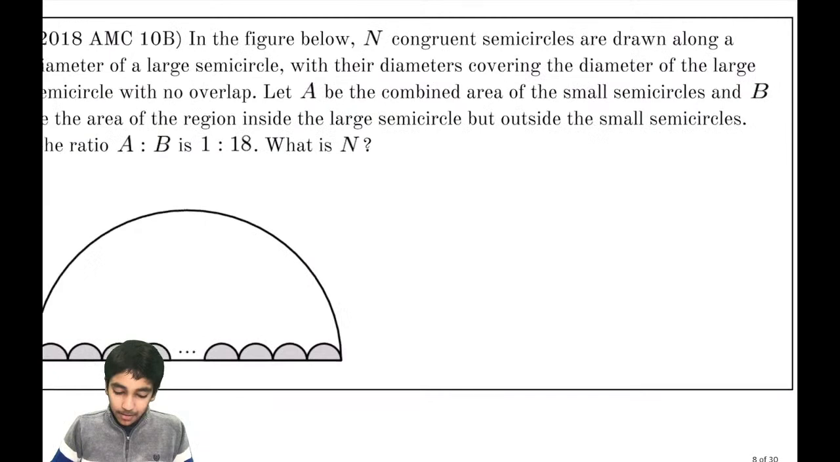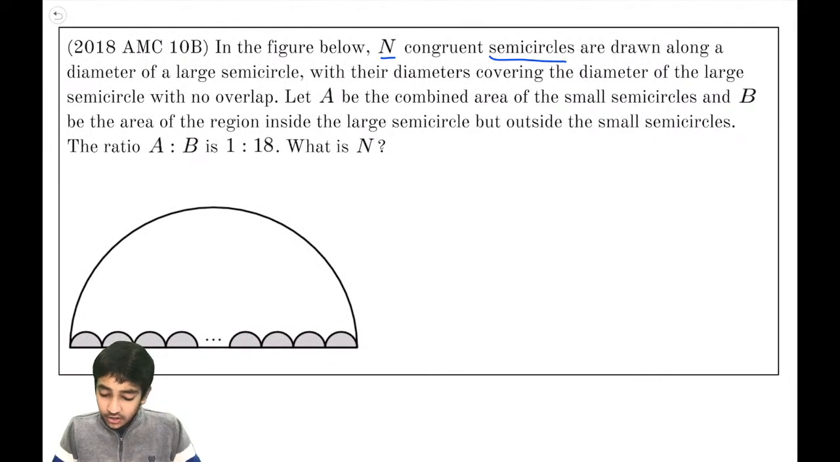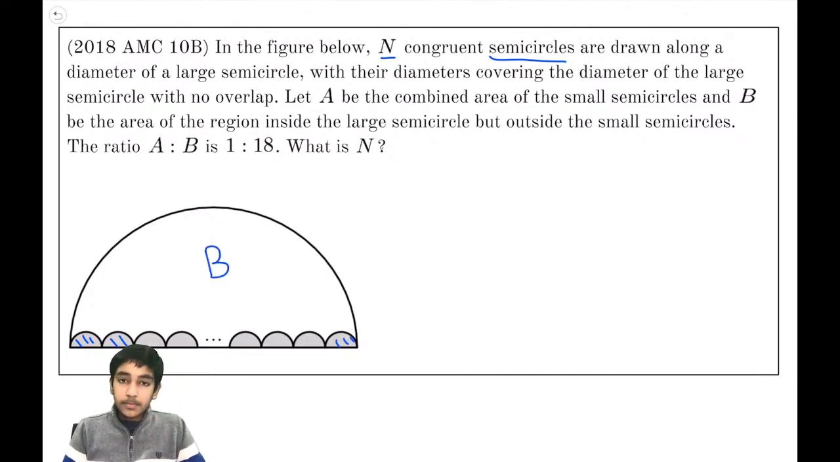This one is kind of a troll problem. Basically, we've got n congruent semicircles that are drawn, and their diameters are covering this large semicircle with no overlap. Let A be the combined area of all these small semicircles, and B be the region outside them, inside the big semicircle. So A is the region of all this stuff, and B is the white area here. And we're given that the ratio of A to B is 1 to 18. What is the value of n?